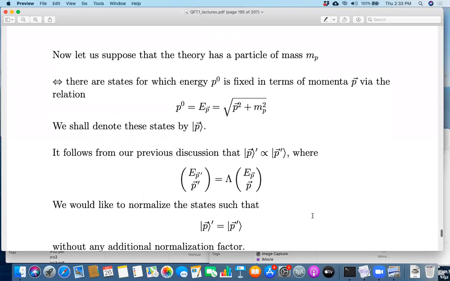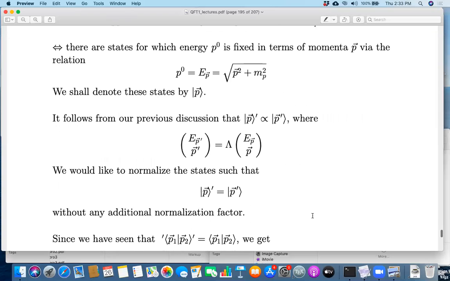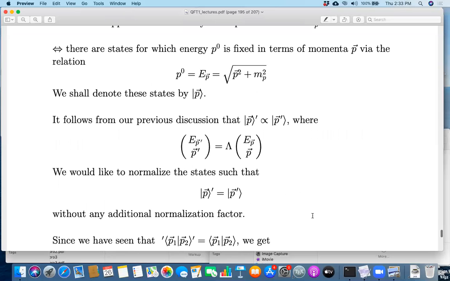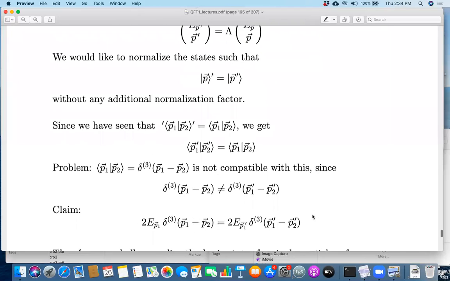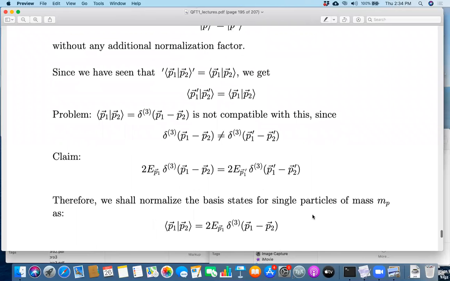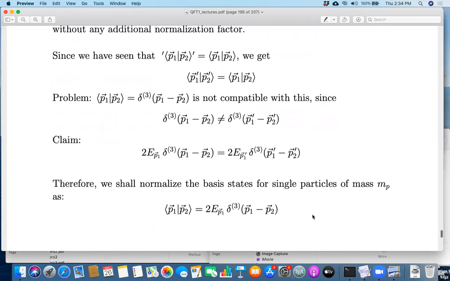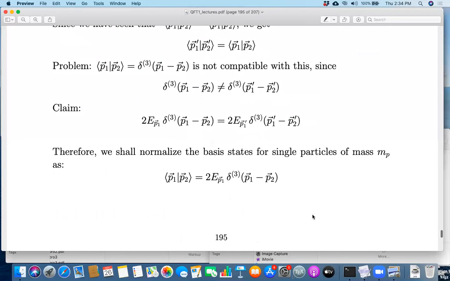So this problem will not happen in multi-particle states. If you want to normalize a multi-particle state, this problem will not happen. There may be other reasons why you don't want to normalize multi-particle states this way, but at least this problem as stated will not happen for multi-particle states. Okay. Other questions?